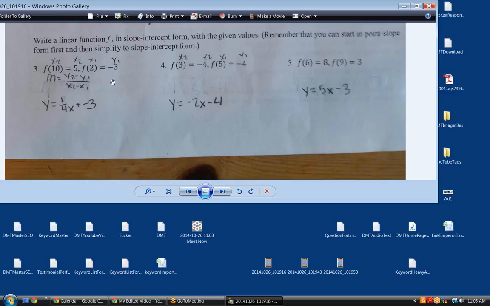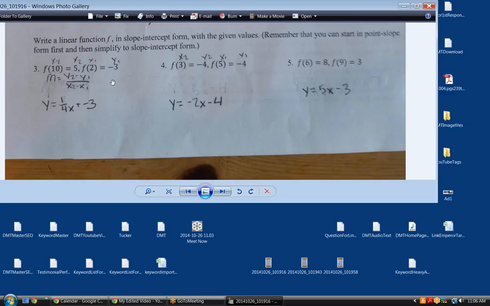Okay, so here's a task where they want it in slope-intercept format. So we want it to end up all y on one side, but they're telling us that we can use point slope to get there first. In other words, we can start it with point slope if we want, and then go to y-intercept. Okay. Let's see.